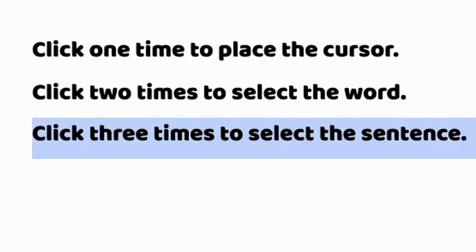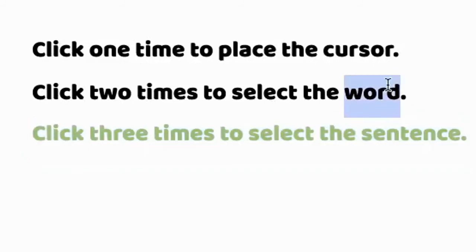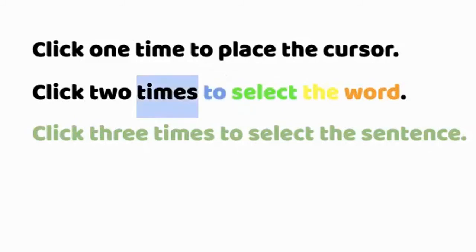Let's say you want to change the color of the whole sentence. So let's go ahead. I want you to click 3 times on this bottom sentence and let's change the color of the entire sentence to a color you like. When you're done with that, let's just click twice on the word and let's make each word a different color. Click twice to select the word and make each word a different color.